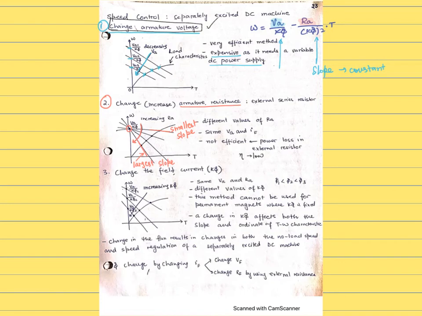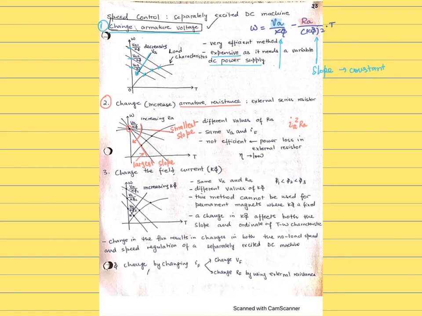All right, so VA is going to remain the same, and the field current will remain the same as well. But since this involves increasing the value of RA, there is a loss corresponding to RA, which is IA squared times RA. So it's going to increase the power losses, and that is how the efficiency will be low.